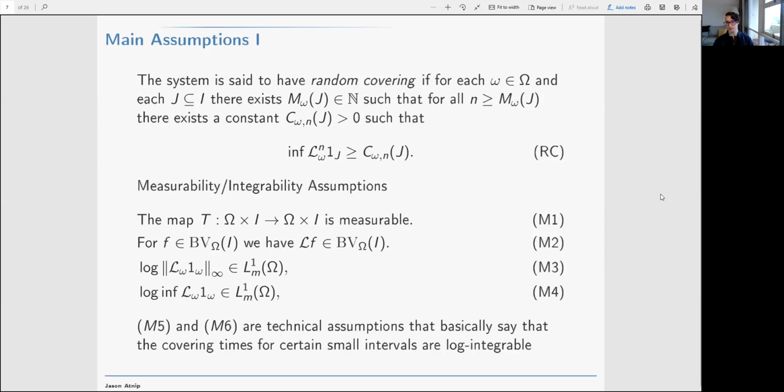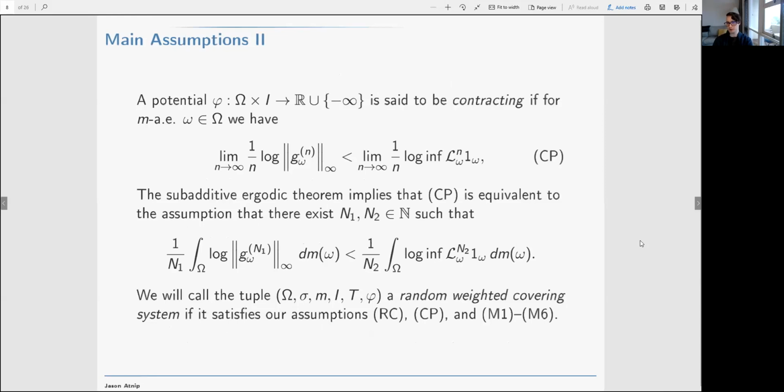And we will also need the following measurability assumptions. That is that our map T is measurable, that our transfer operator preserves random bounded variation functions, and that the sup and the inf of L omega 1 are both log integrable. Now, we have two other additional assumptions, but they're a little technical, so I don't want to talk about them today. But basically, M5 and M6 just amount to saying something about the log integrability of the covering times of particular small intervals. We won't worry too much about those.